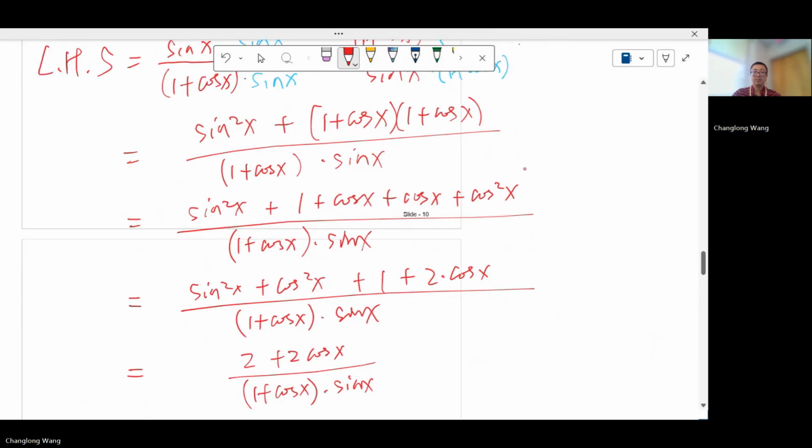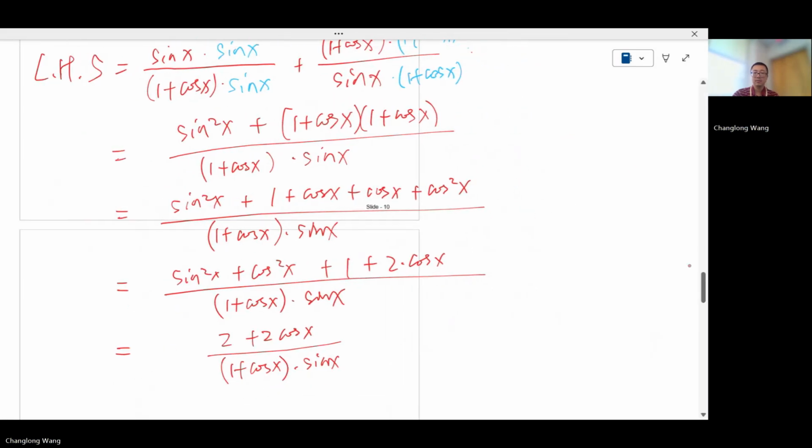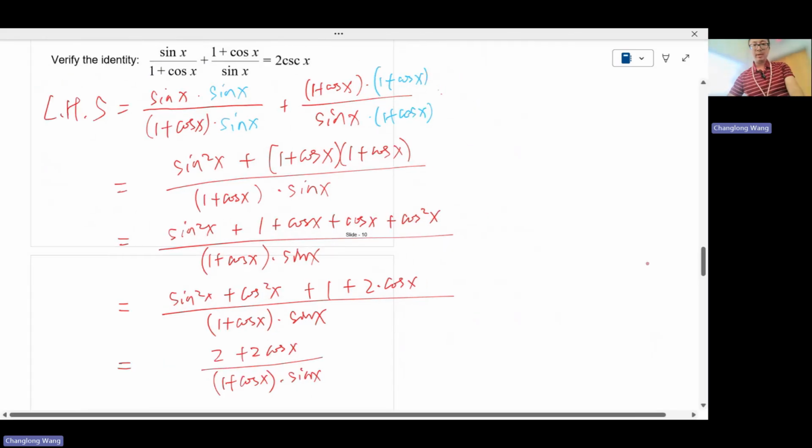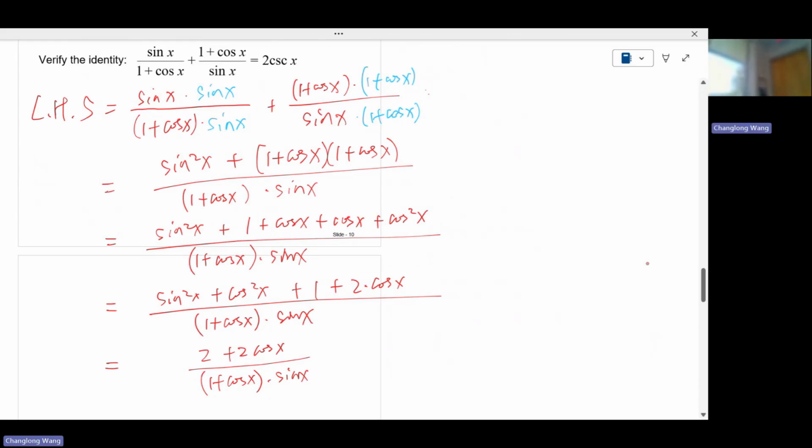Well, what next? Do you have any suggestions? Take a look at what's on the right-hand side, because that's your ultimate goal. The right-hand side is 2 cosecant x. If we turn cosecant into sine, it will be 2 over sine. Well, I have a sine there, already on the denominator, and I have a 2 on the top. Maybe I could factor out the 2. Remember that's what you did in a previous example. So let's factor out 2 on the top.